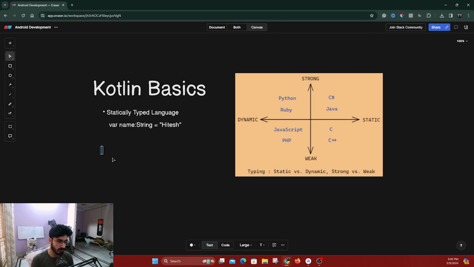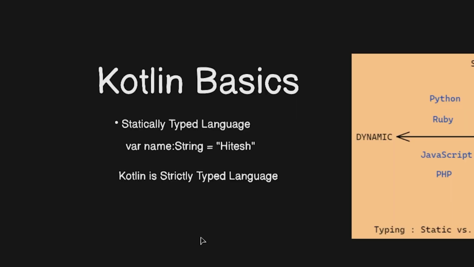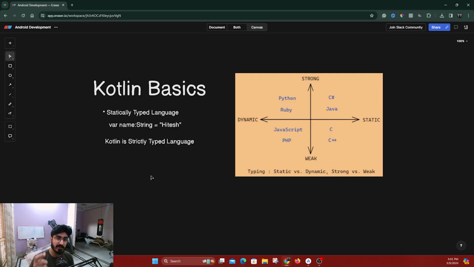as well as strong. So it means Kotlin is a strictly typed language, which means that it will spot errors at compile time instead of at runtime. Before even executing the code, Kotlin will spot all the errors. That's why statically and strictly typed go together.